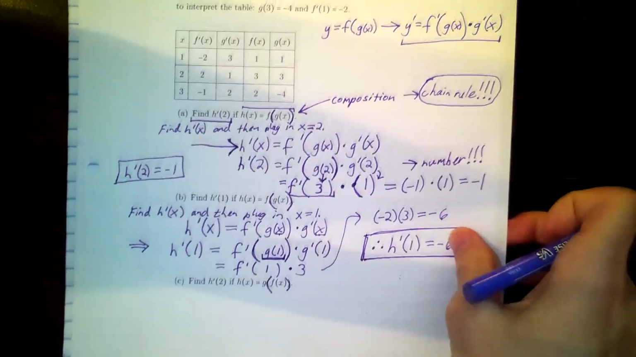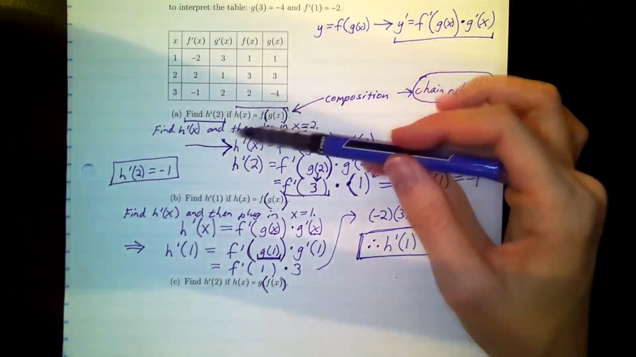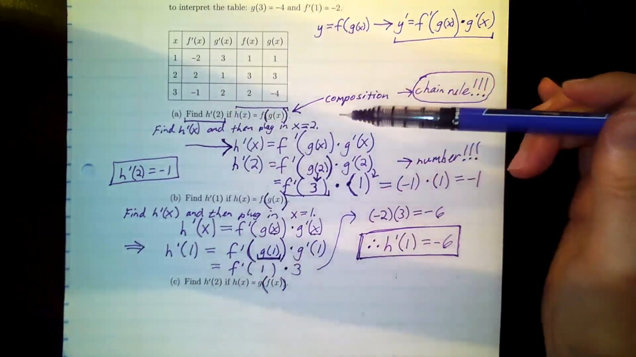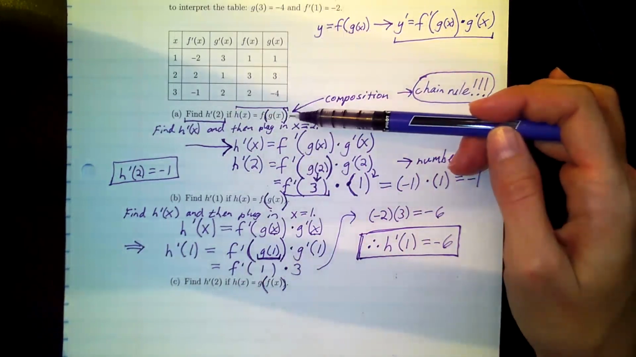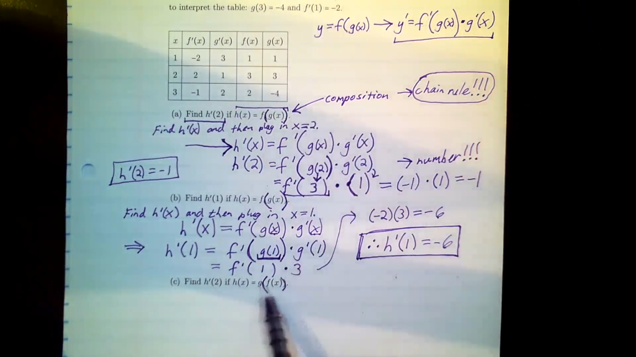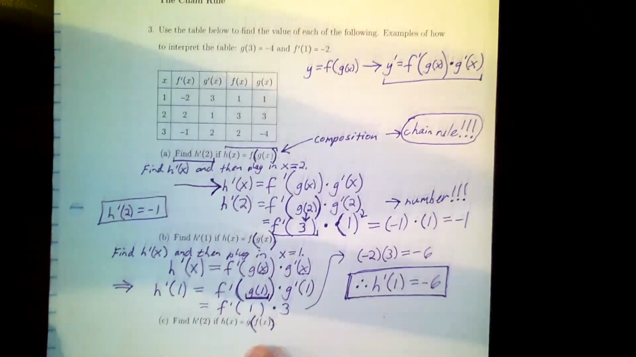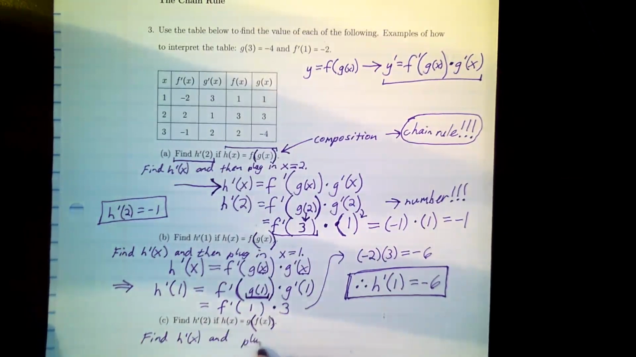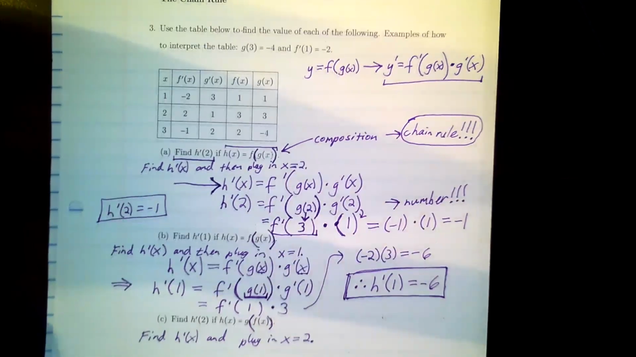Now let's look at this and compare it with part A. This one asked for h prime of 2, and so did this one. But what is the difference between these two? The difference is that h here is f of g of x, and here it's g of f of x. They switched them. So instead of f being on the outside, it's now g. So that means that if I'm going to find h prime of x and plug in x equal 2, this formula up here doesn't quite match anymore.